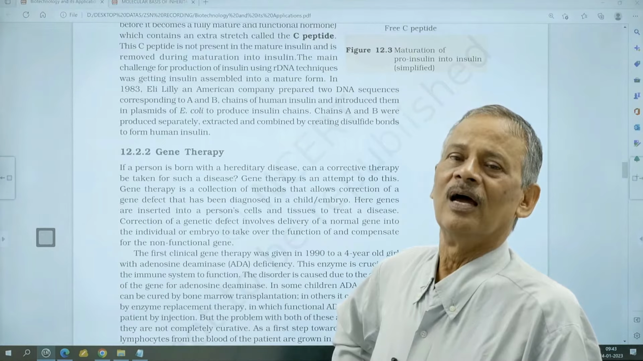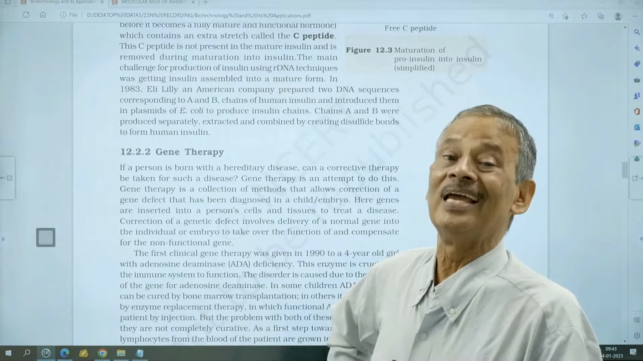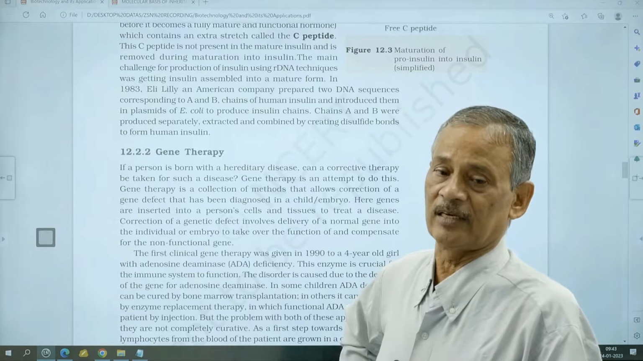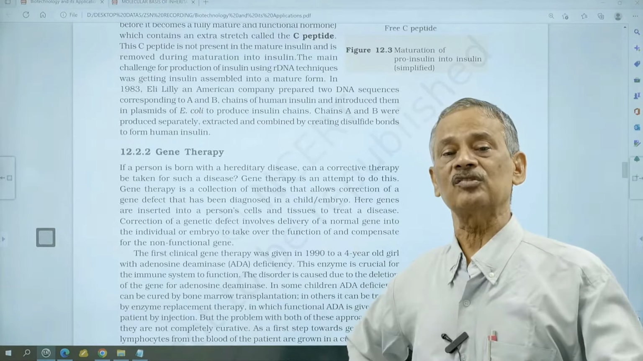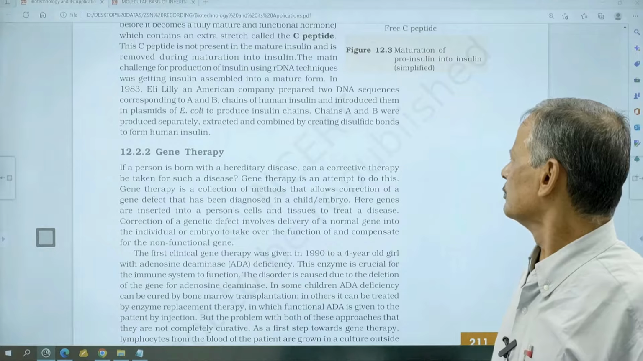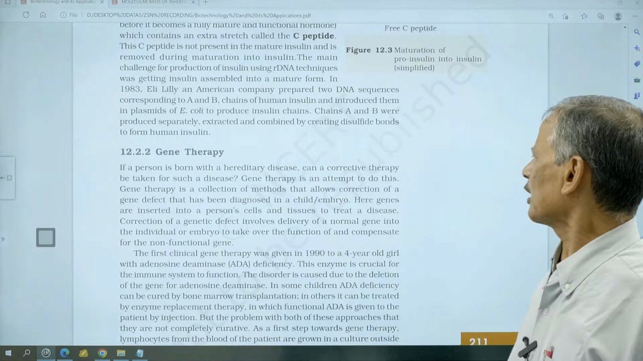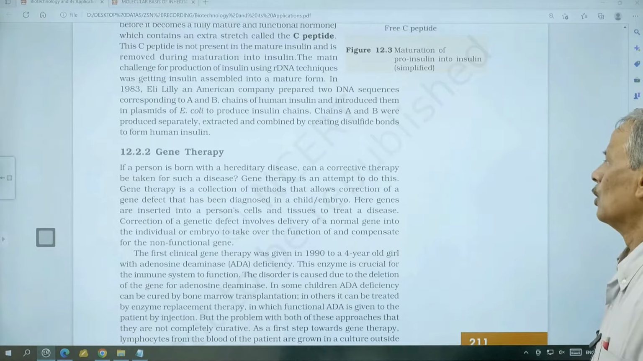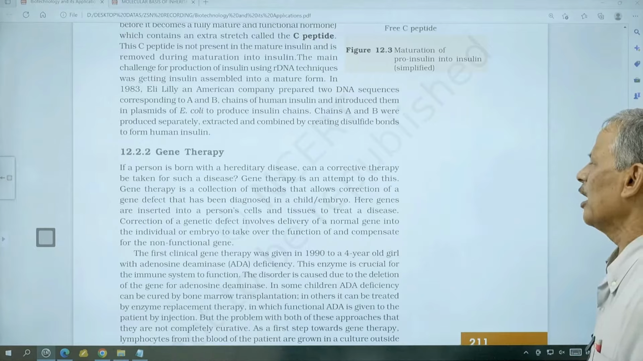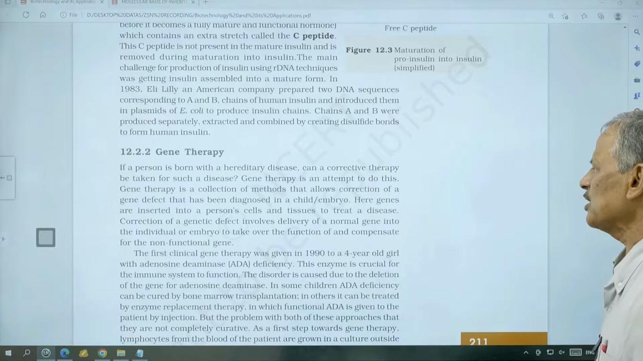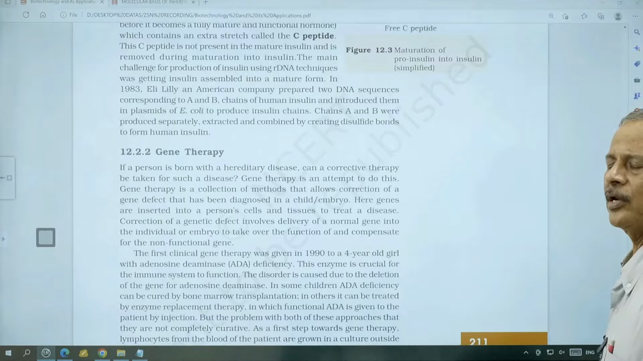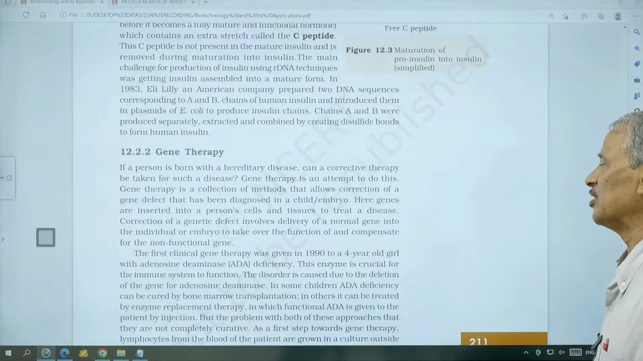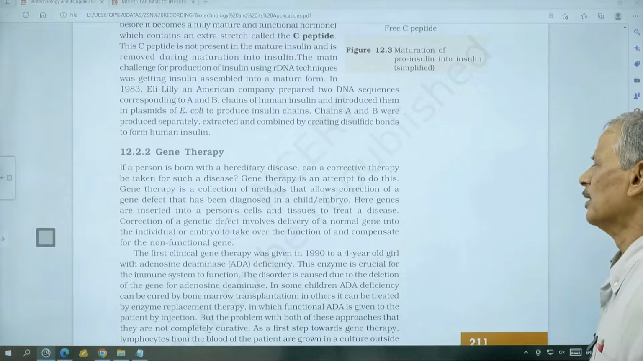And these gene mutations can be corrected to a certain extent by replacing that mutated gene with healthy ones. That type of treatment is called gene therapy. So genes are inserted into the person's cells and tissues to treat a particular disease. And the first clinical gene therapy was given in 1990 to a 4-year-old girl by name Ashanti De Silva, who was suffering from a disease.